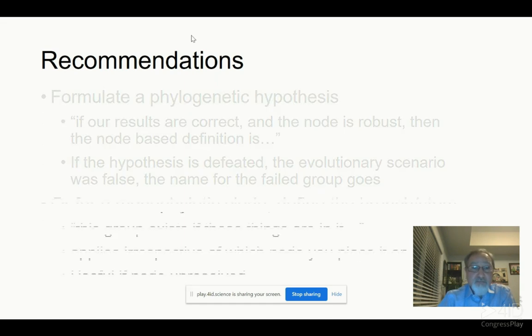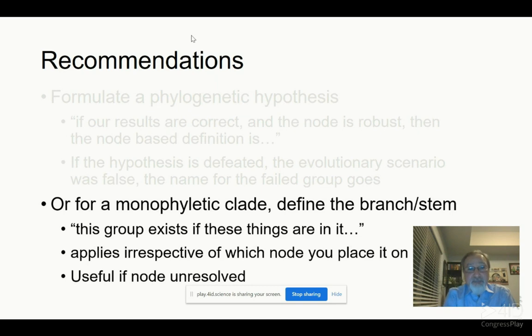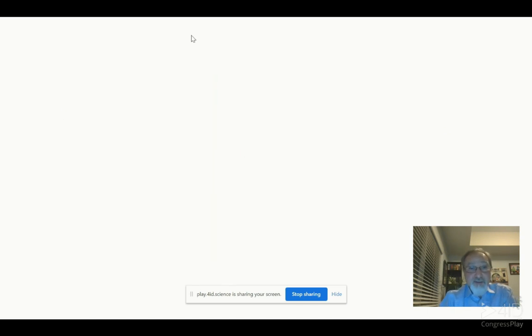The other one is for clades. If you have a monophyletic clade, you can define the branch or stem so that this group exists if these things are in it. There are several ways of doing this, and it applies irrespective of which node you hang it on. So this is useful as well, so that the name doesn't change every time you move it, and you can move it from one node to another, and you're still dealing with the same thing called the same way.